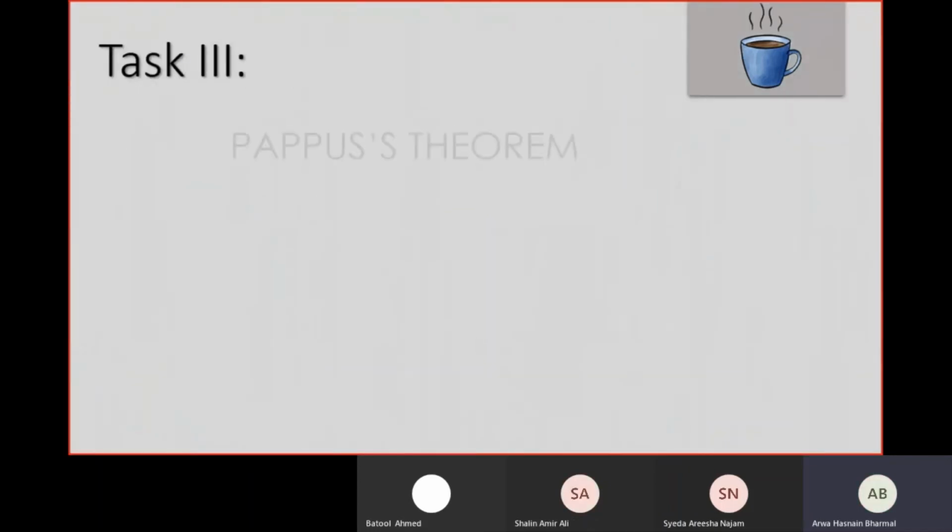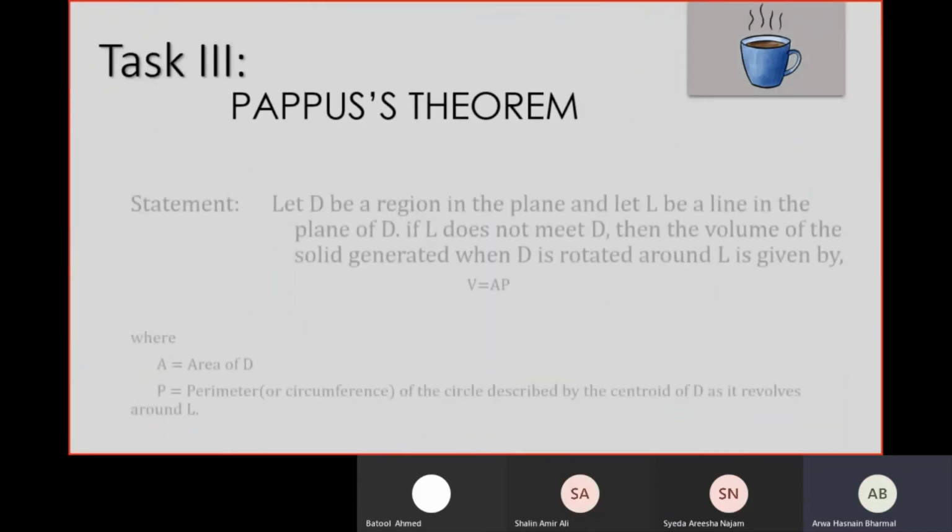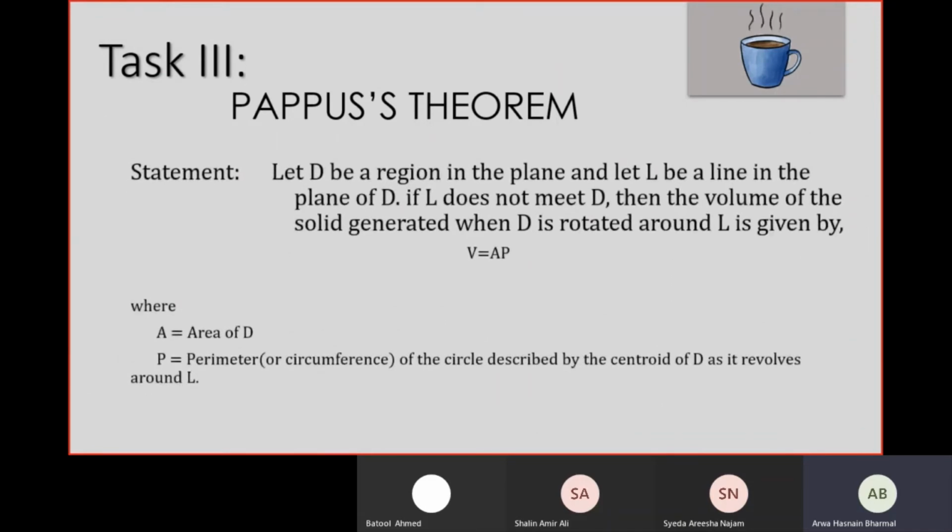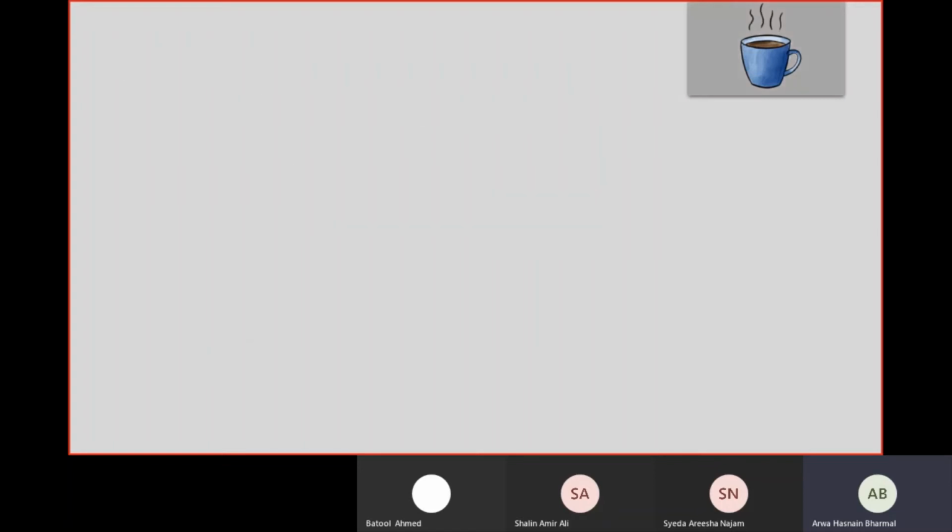Okay, so we will discuss an alternative way, which is the Pappus' theorem. The statement of the Pappus' theorem is that let D be a region in the plane and let L be a line in the plane of D. If L does not meet D, then the volume of the solid generated when D is rotated around the line L is given by V equals A P, where A is the area of the region D and P is the perimeter, or we can say the circumference of the circle that is formed by the centroid of the region D as it revolves around the line L.